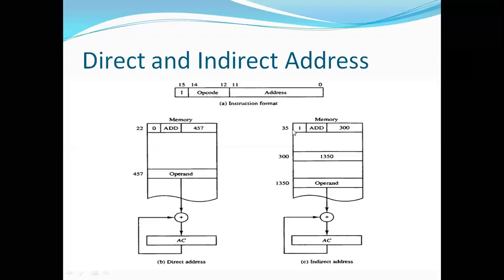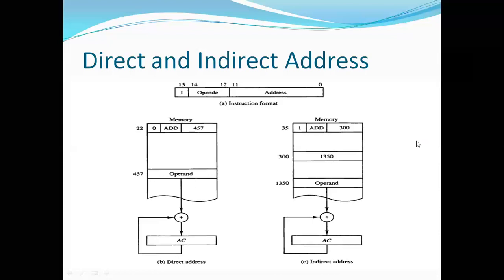In the indirect address, I is 1. Here the instruction is add with address 300. It goes to location 300 and fetches 1350, which is not an operand but another address. So one more time it goes to 1350, then fetches the operand and adds it to the accumulator. Here the address is used one time only, there it is used two times. So that is the direct address, and this is the indirect address.